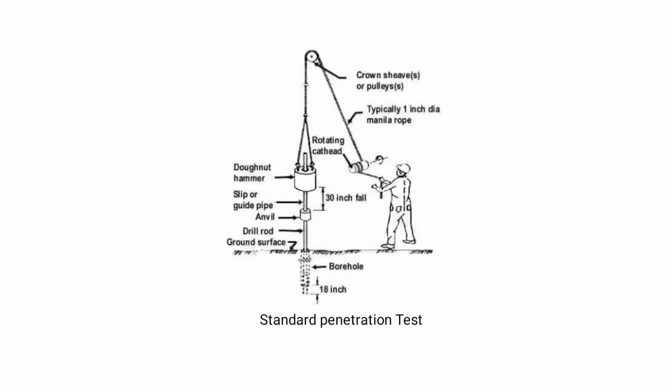So, this is a picture. You can see that there is a borehole. Above that, the drilling rod. The drilling rod is attached to a driving head, and above that there is a hammer of weight 63 kg, and it has a free fall of height 750 mm.